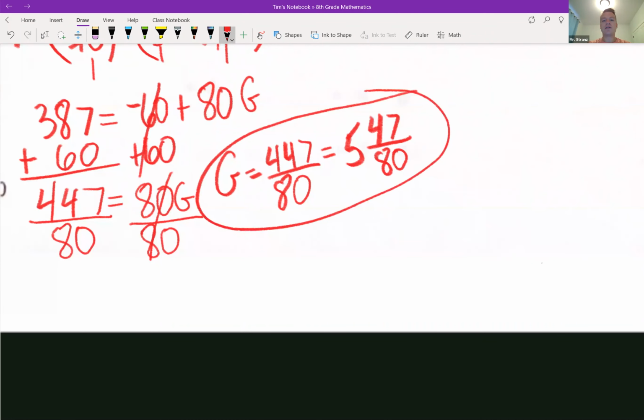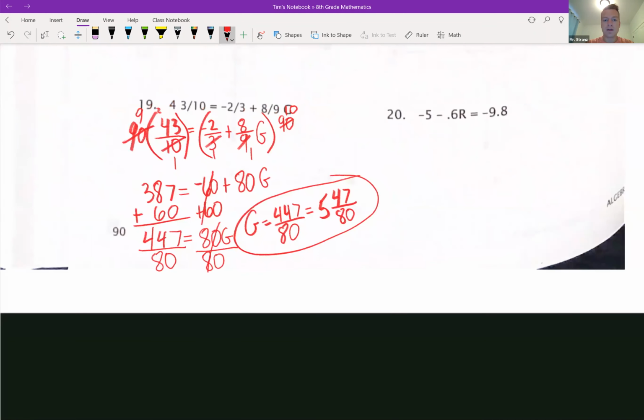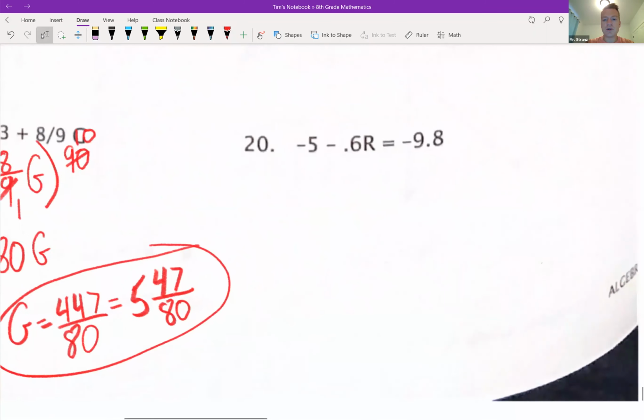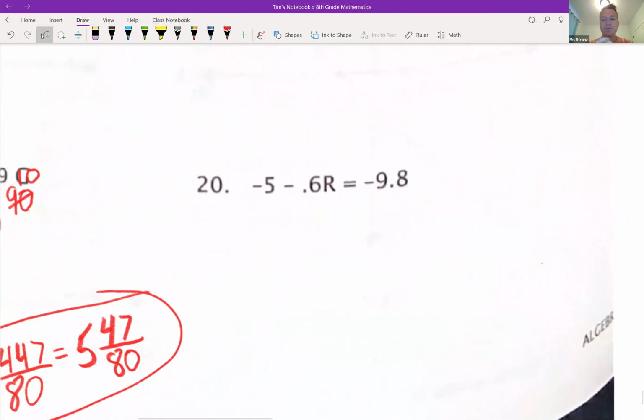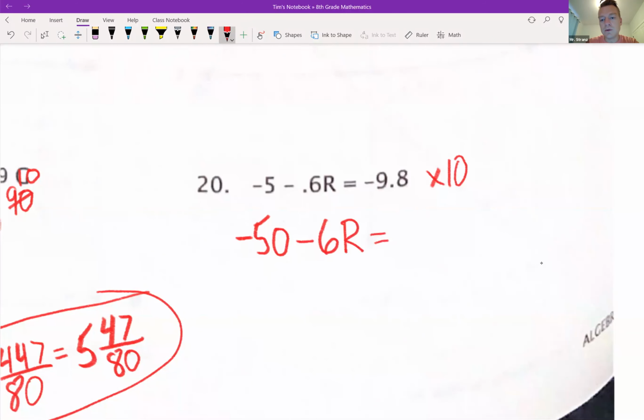5 and 47/80ths. Okay, and then lastly for number 20, I'm just going to show you the first tip I want you to do. I would multiply the whole equation by 10. That's going to get rid of the decimals, right? So this is going to become negative 50 minus 6r, and that's going to equal negative 98. And now you should be able to solve it pretty easily.